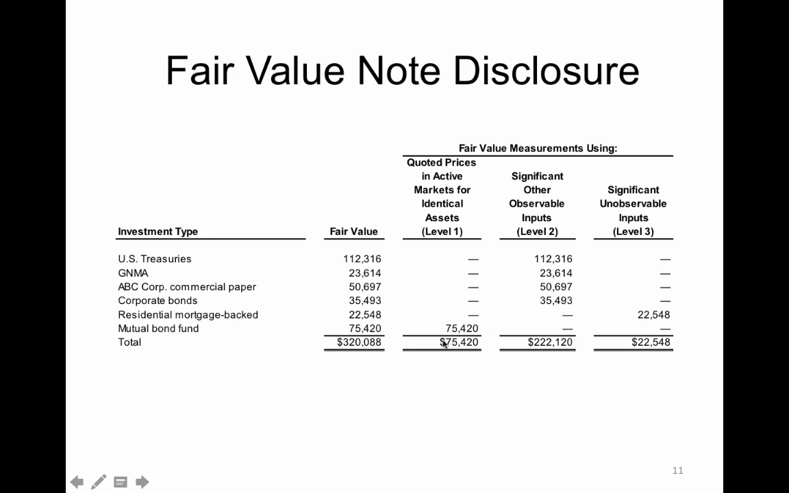So the mutual bond fund had quoted market prices in active markets for the exact same assets, level one. Most of their investments, their fair value was determined using level two inputs, and then these residential mortgage-backed securities were actually based upon level three inputs.